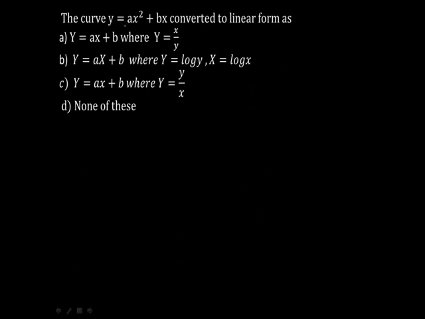The curve y is equal to ax square plus bx is converted to linear form as. If you look at this equation, this is not a linear equation, because for a linear equation the power has to be 1. So this is a non-linear equation, and as the power of x is 2, you can call it the equation of a parabola. I have to convert this into the equation of a straight line. How do we do that?